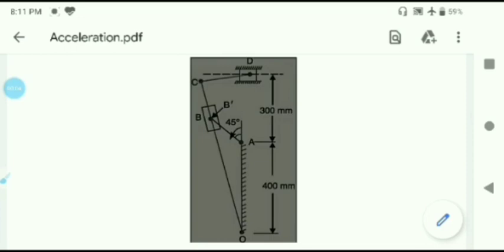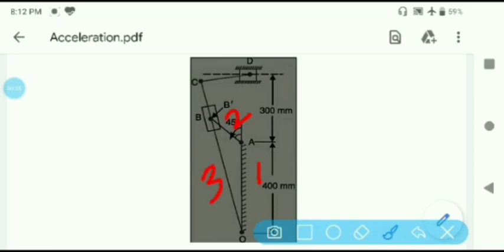In this particular mechanism, it is basically a 6-link mechanism. You have link OA, which is the fixed link. Then you have link AB, which is the link number 2. And then you have link OC, which is link number 3. And then you have a slider at B, which is link number 4. And then you have link CD, which is link number 5. And then you have another slider which slides along the horizontal, which is link number 6.